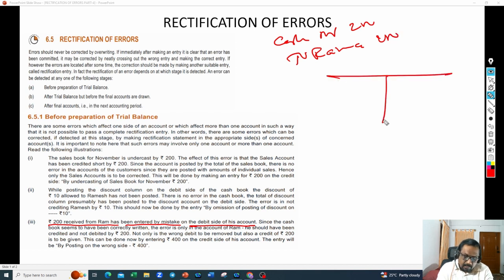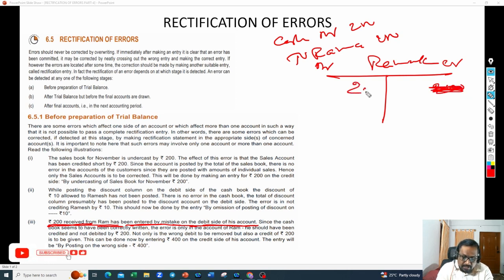So when I prepare the Ram account, I need to credit this 200 in Ram account. Correct? This is what I am supposed to do. But what I did here, 200 rupees received from Ram has been entered by mistake on the debit side of this account. Instead of writing credit side, what did I do? I debited this in Ramesh account. The mistake happened only in Ramesh account.